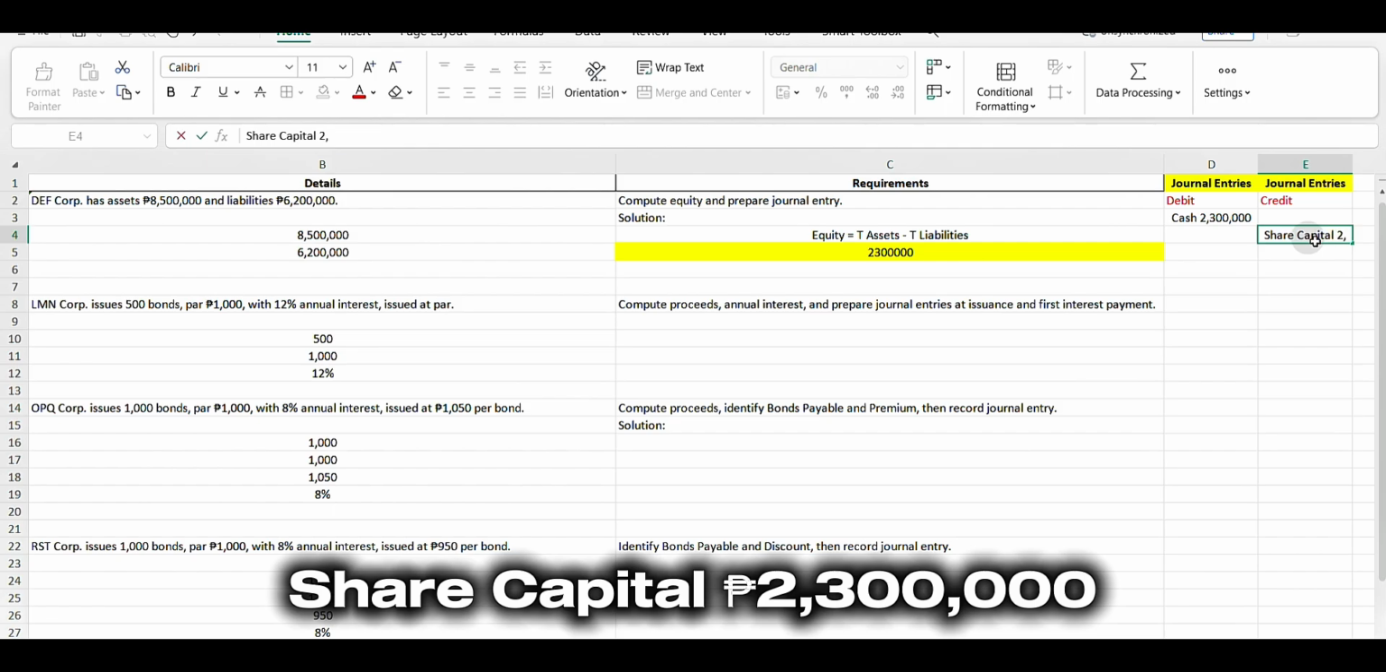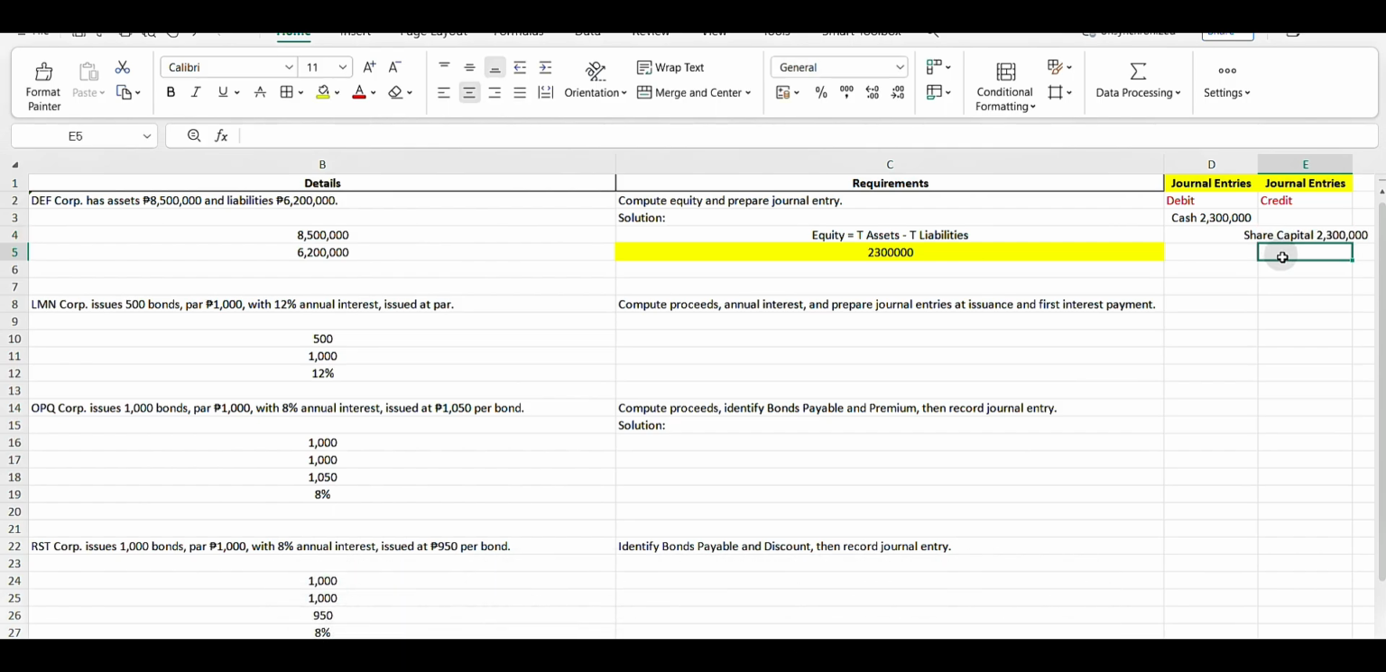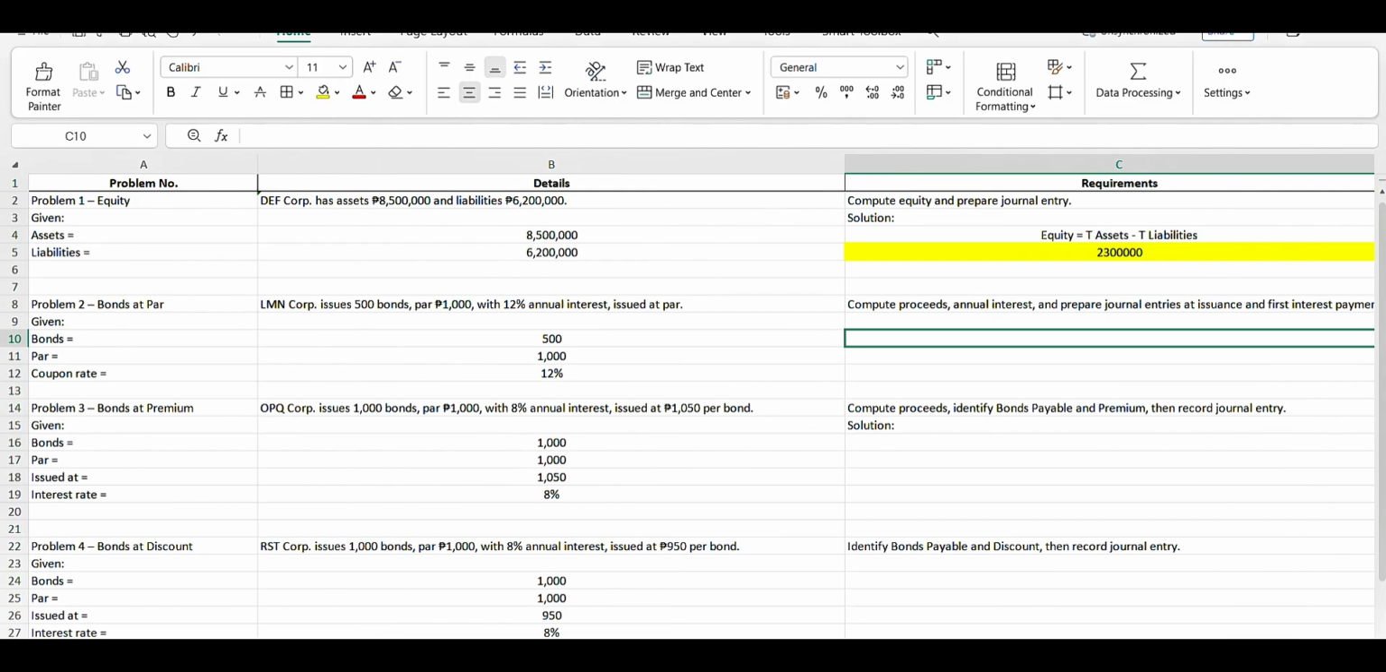Same amount, 2,300,000 pesos. I hope this one is clear for you guys. Now let's move on to the second problem, and that is under bonds at par.